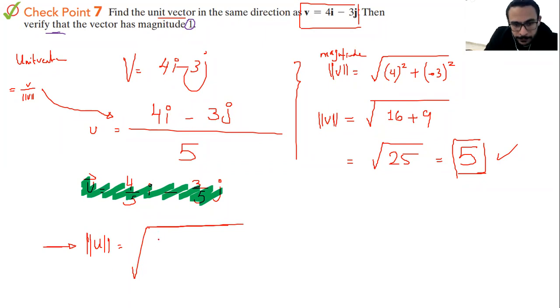Okay, square root of... the magnitude of the unit vector should be 1. I'll prove that. 3 over 5 squared, 4 over 5 squared. So 9 over 25 plus 16 over 25, which is equal to 25 over 25, so 1. Square root of 1 is 1.